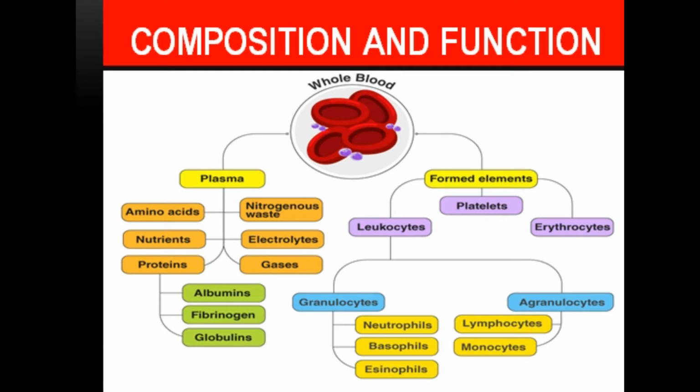What is the composition of the blood? Blood contains two major portions. One is formed elements and the other is plasma or serum. Formed elements are of three types. These are RBCs, that is erythrocytes, WBCs, that is leukocytes, and platelets. Leukocytes are further divided into granulocytes and agranulocytes.